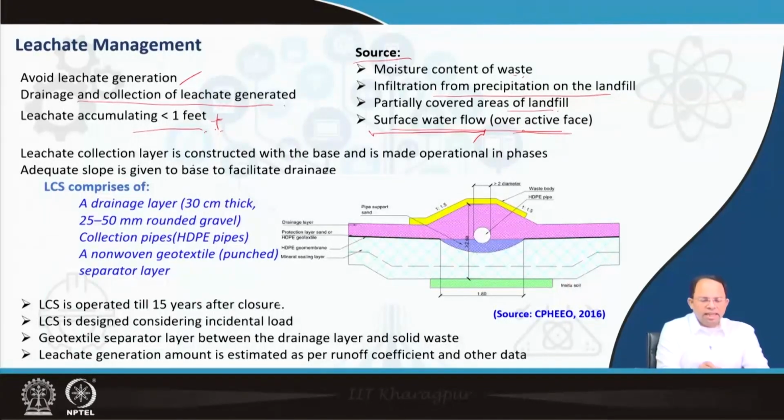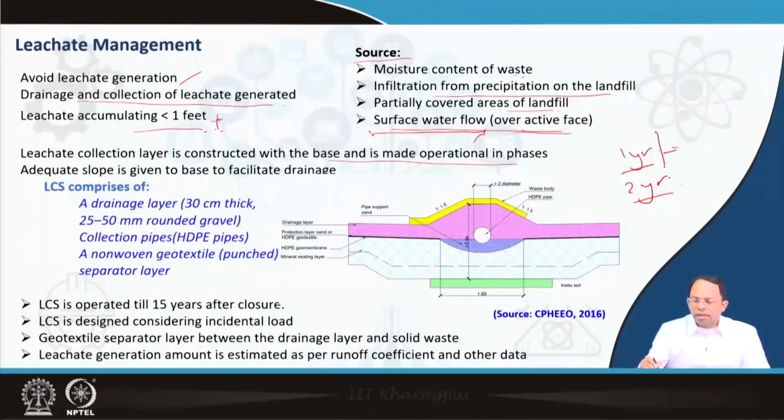So, the leachate collection layer is constructed with the base and is made operational in phases. So, the entire landfill is not constructed together. We construct it in phases. We will show the designs in the next lecture. But what it means is that we only work with one small area at a time, and the phases are designed either for 1 year or for 2 years. That means 1 year of waste generation or 2 years of waste generation.